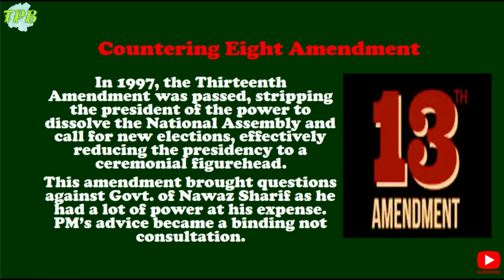Countering the 8th Amendment. In 1997, the 13th Amendment was passed, stripping the President of the power to dissolve the National Assembly and call for new elections, effectively reducing the presidency to a ceremonial figurehead. This amendment brought questions against the government of Nawaz Sharif as he had a lot of power at his expense. PM's advice became a binding and not a consultation. This also brought many clashes between the government rules of President and the Prime Minister.